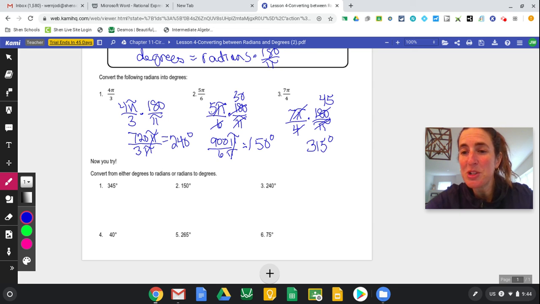And next year when you take Algebra 2 Honors, Mrs. Lenny and Mr. Hunter will thank you because you now know how to convert from degrees to radians.